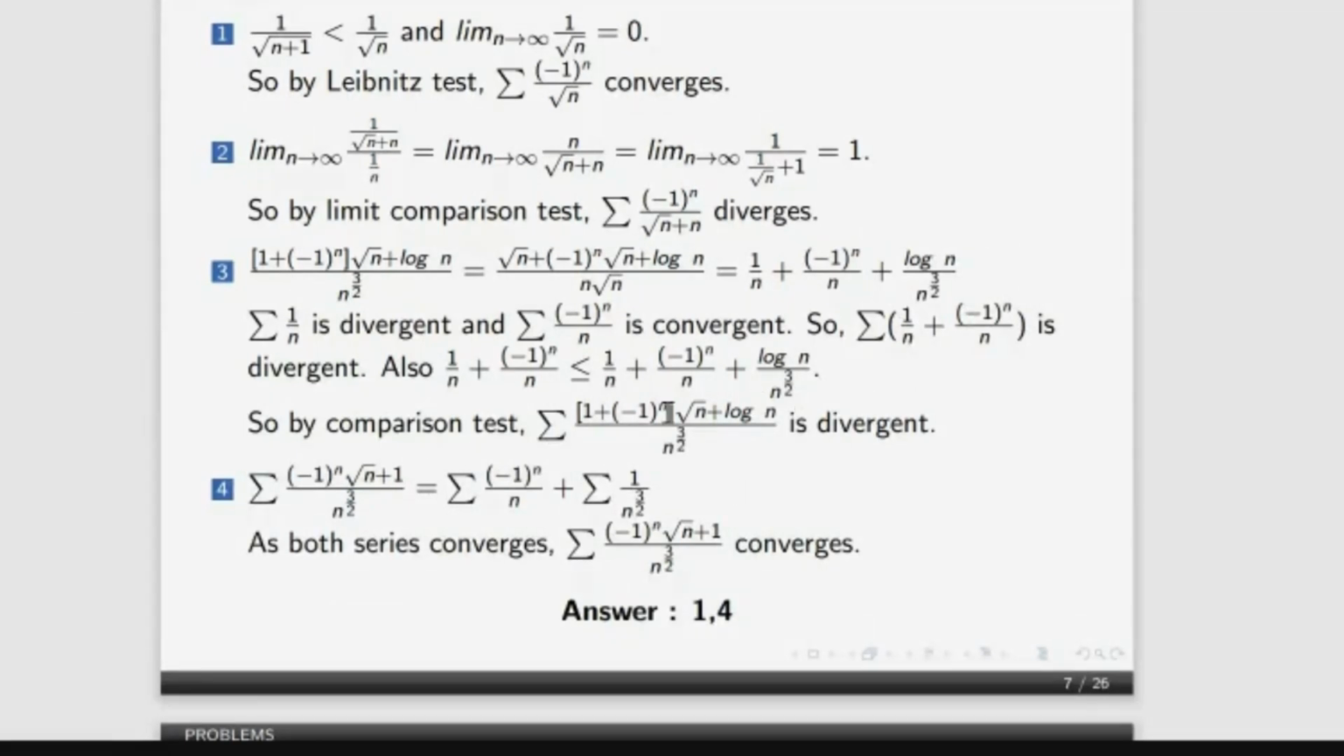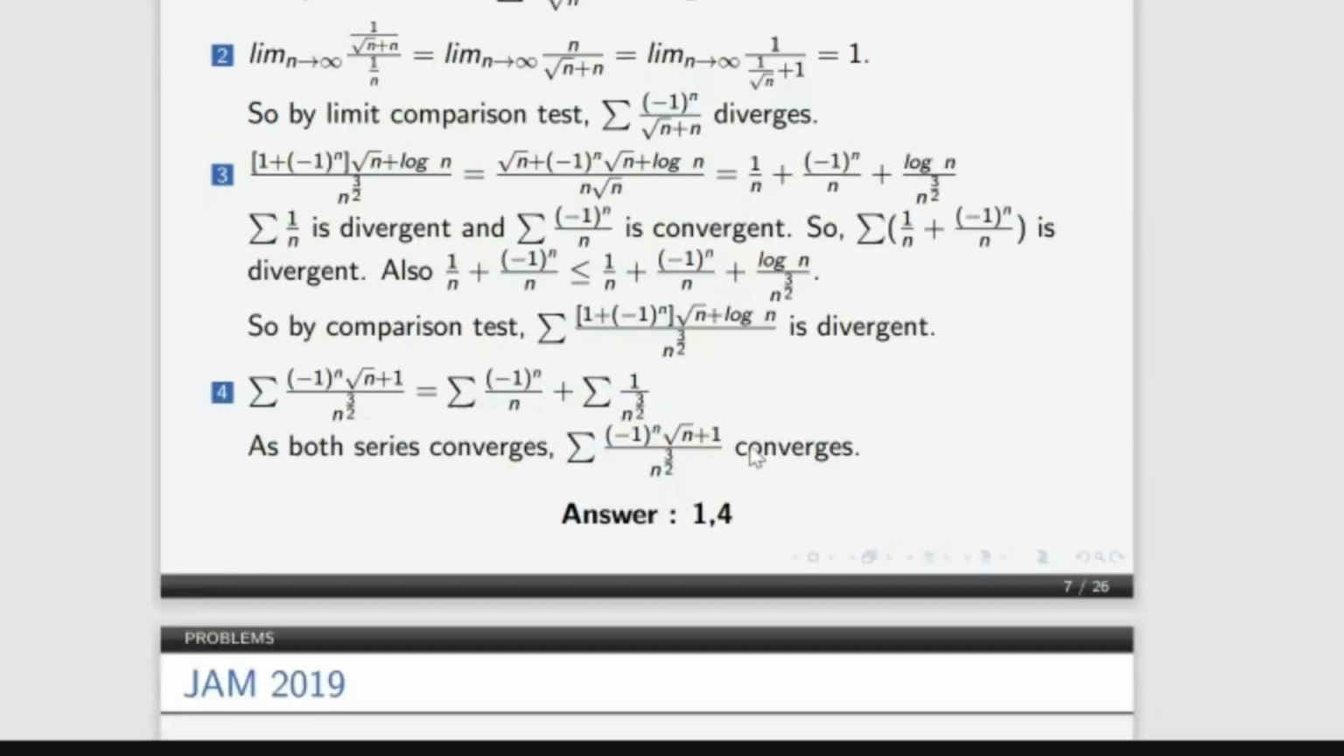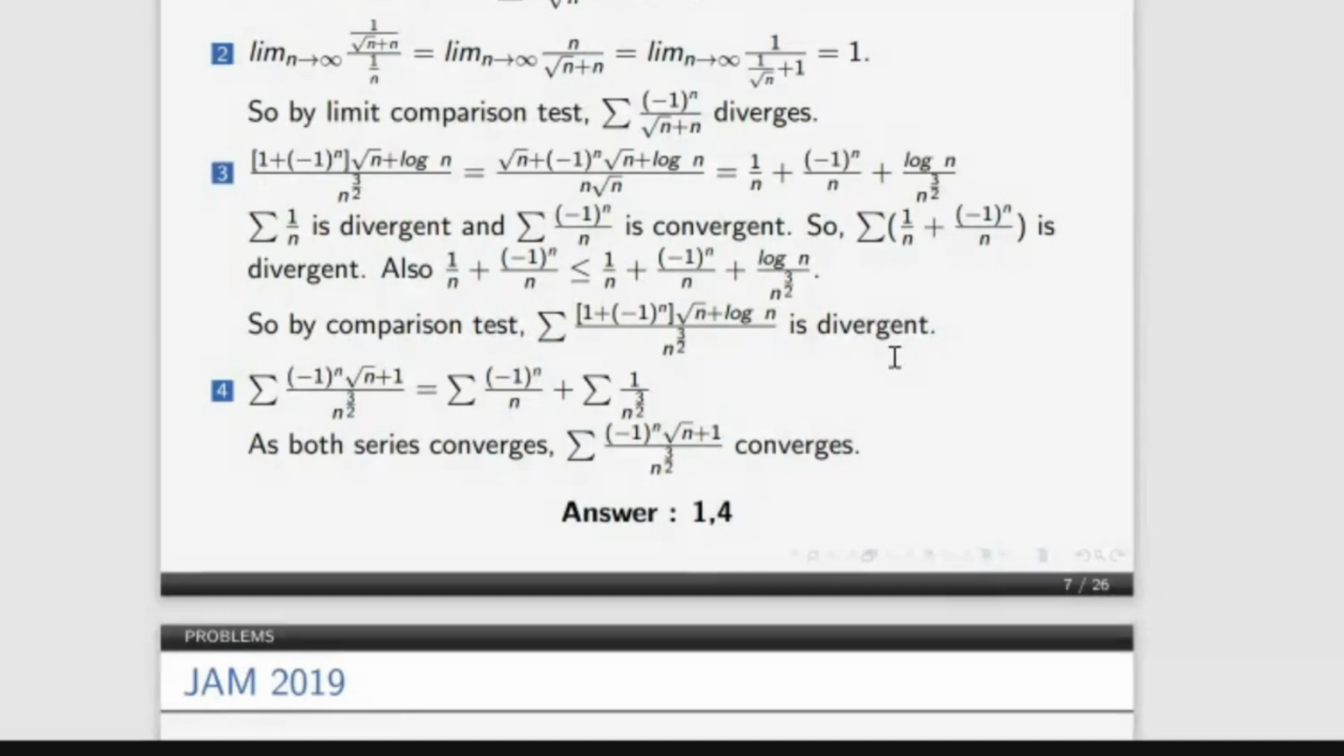So here when I'm applying it, we get that, yes, when we are comparing it, the series is divergent in nature, right?